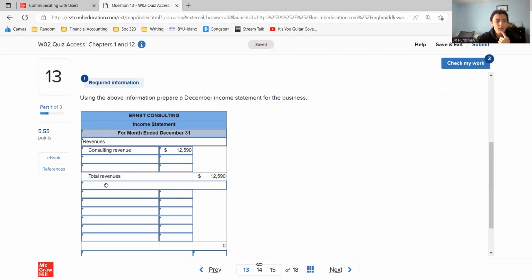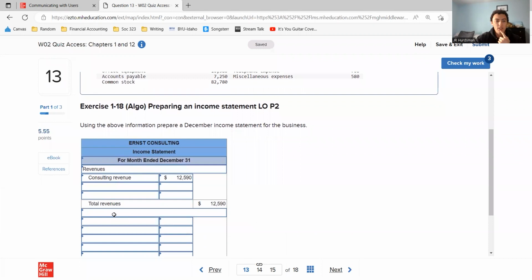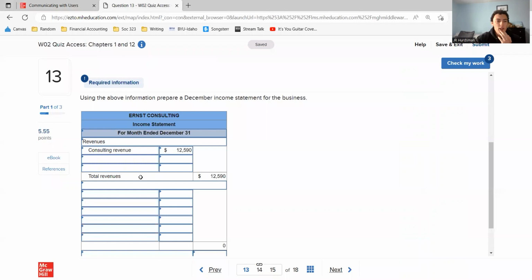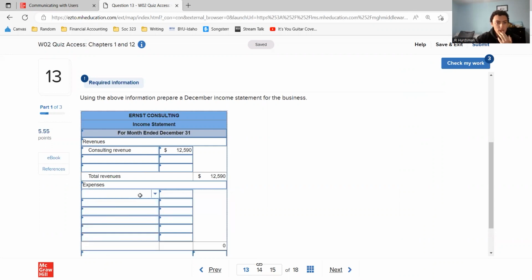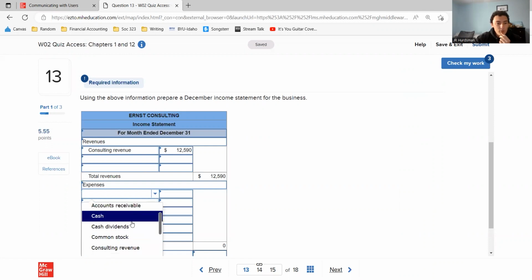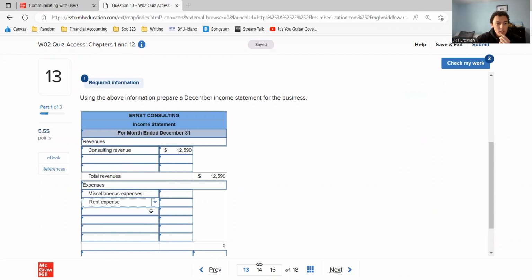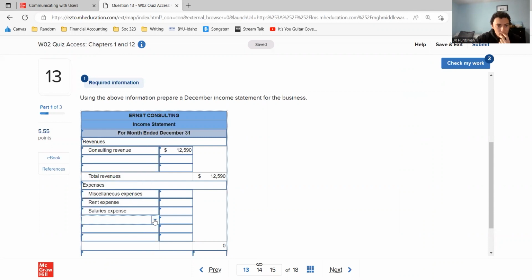So we got the revenues, and then we need to remember what's the next part, because there weren't any other revenues. The next part is expenses, right? Yep, expenses. Expenses are basically anything you have to spend money on. Pretty self-explanatory, but we're going to go and click on anything that says expenses. Boom, miscellaneous. And then the next one down is rent expense, and underneath rent expense is salary expense.